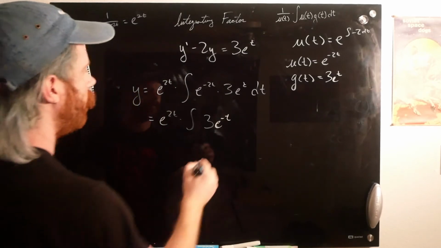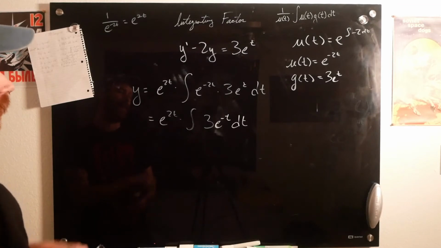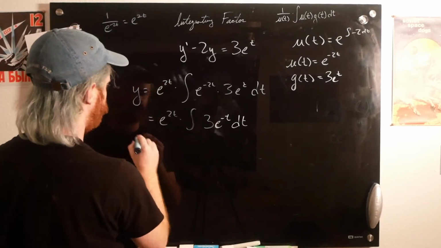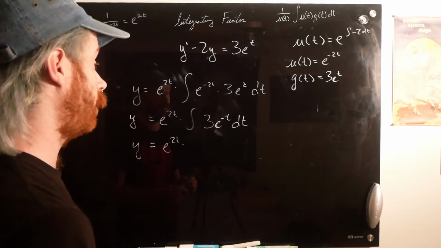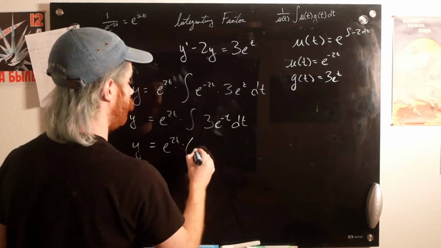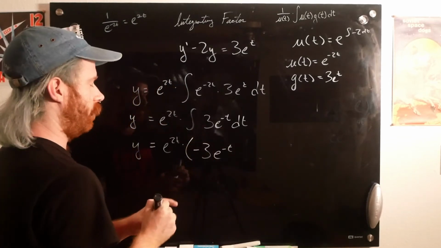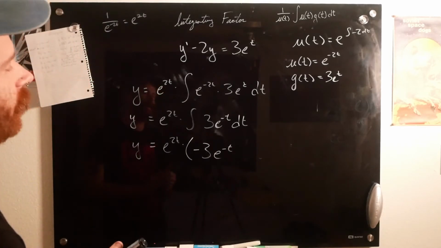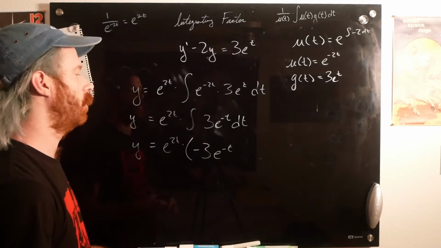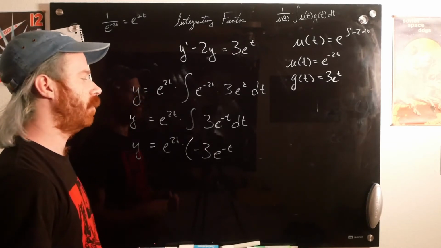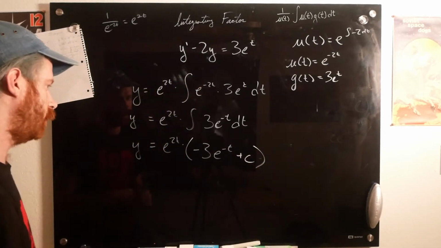3e to the -t dt. So now that we have that, we can integrate this, and that gives us e to the 2t times the integral of 3e to the -t, which is going to be -3e to the -t, because when integrating e, you don't change the power. You just take whatever's in front of it, in this case -1. So 3 over -1, which is going to give us a -3. And we're worried about the constant of integration here at the end.